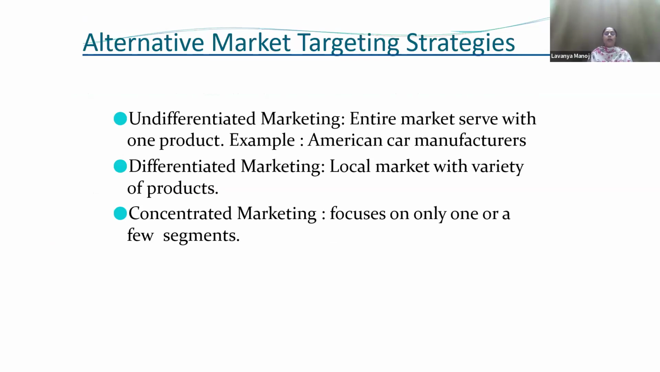Alternative market targeting strategies. First, undifferentiated marketing. Here, the entire market is served with one product. That is American car manufacturers. Differentiated marketing serves a local market with a variety of products. Concentrated marketing focuses on only one or a few segments, not on everything. So it is completely concentrated on one particular segment.